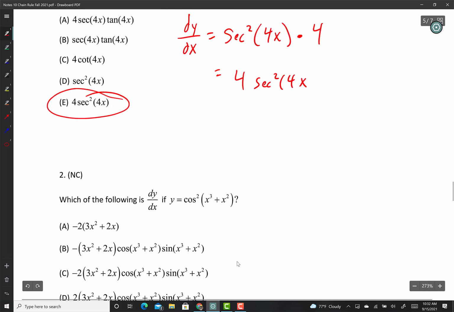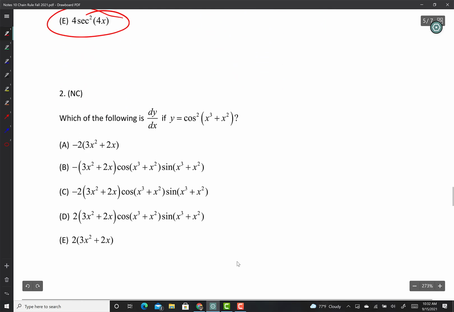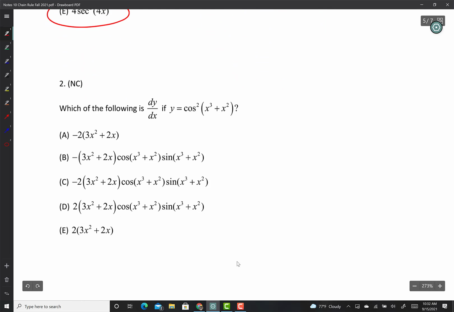All right, check it out. Question number 2. Take 2 minutes. Look at the last example where we found the slope of sine or whatever it was.